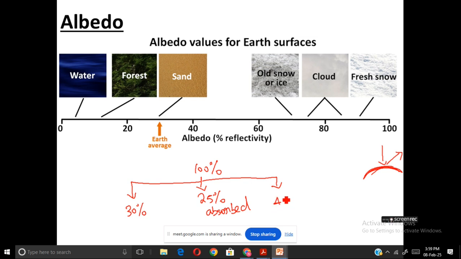and 45 percentage reaches back to space. So suppose this is how the incoming solar radiation is being divided. So this 30% which is being reflected back is known as the albedo. So the amount of radiation that is being reflected back to the space is known as albedo.